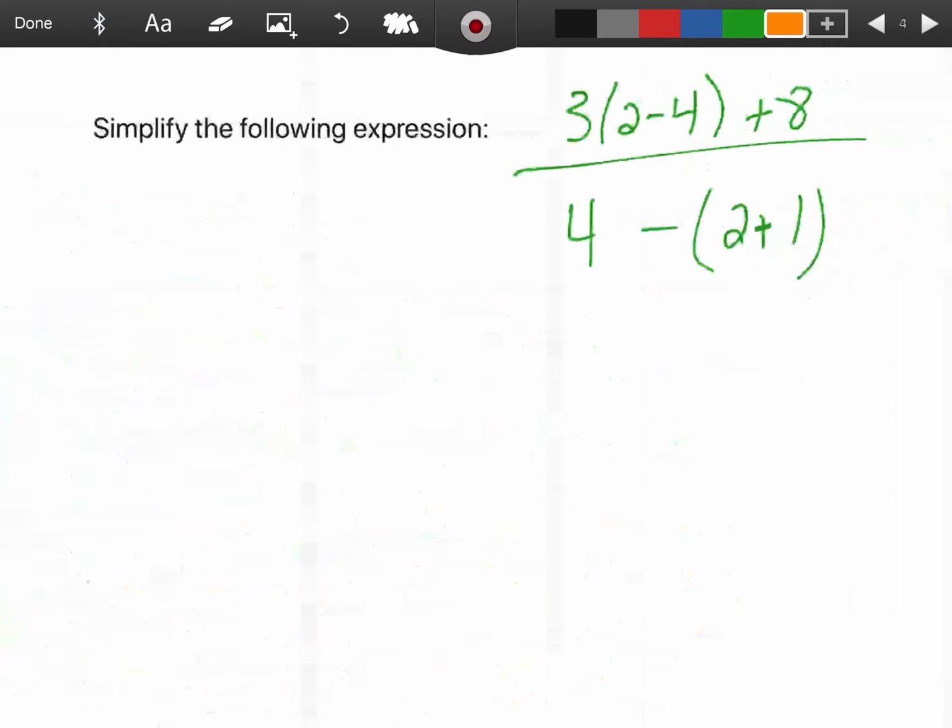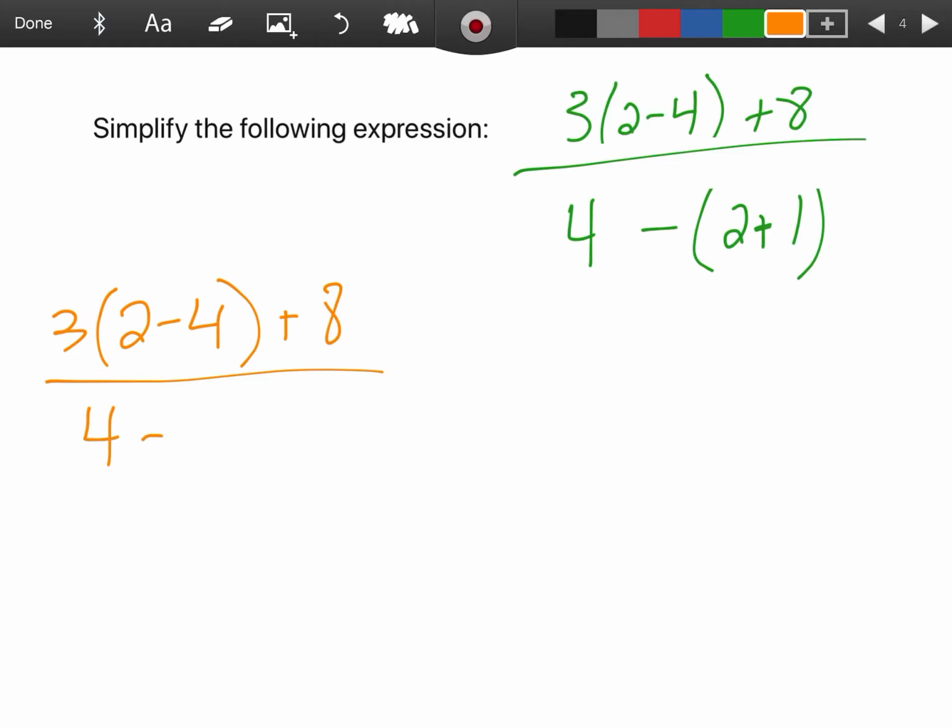So let's check out an example here. Let's do that same one that we saw on that first slide and simplify this expression here. So the first thing that I'm going to do is just rewrite this over here so I have some room to work with. 3 times the quantity, 2 minus 4, plus 8. And that is all divided by 4 minus the quantity of 2 plus 1.